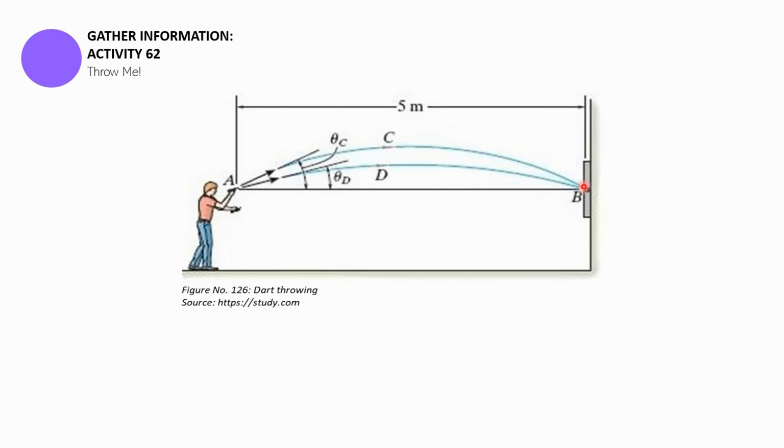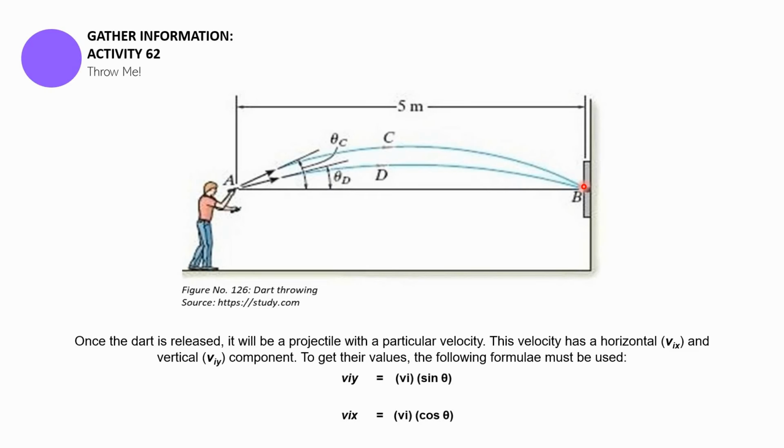Okay, so once the dart is released, it will become a projectile with a particular velocity. The projectile has a horizontal and a vertical component. So it has a VIX, and it also has a VIY. And to get those values, you need to use these formulas. For VIY, if you want to get the initial velocity with respect to the vertical, you need to use VI sine theta. And if you need to get the initial velocity with respect to the horizontal, you need to use VI cosine theta.